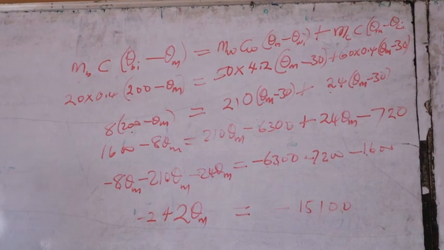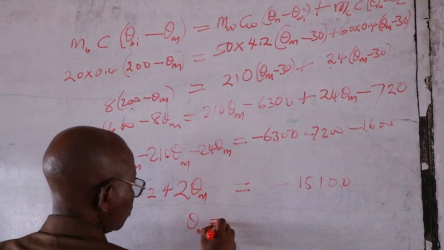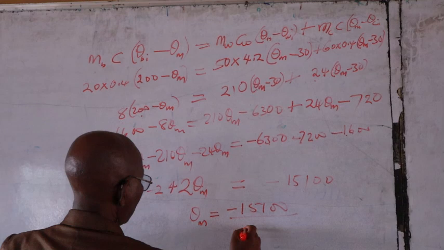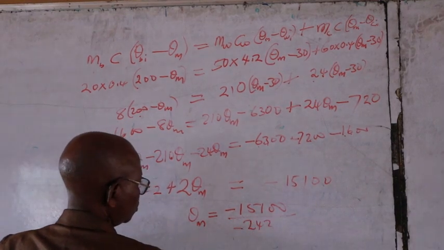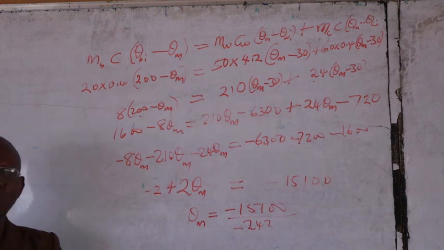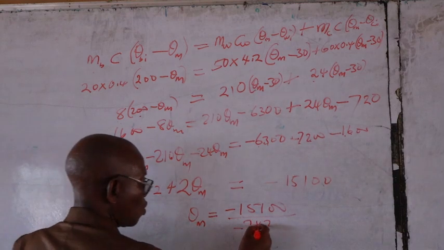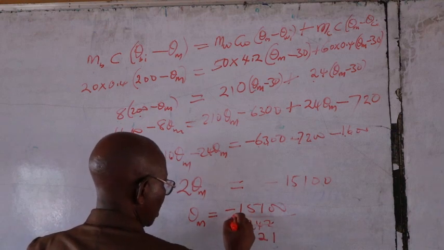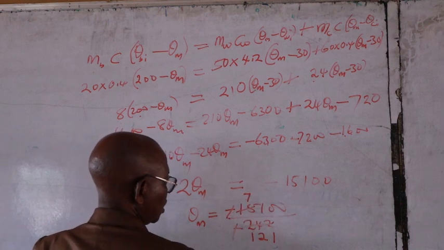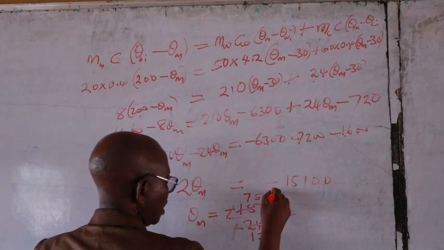So you now divide both sides by 242. Theta m will be equals to minus 15100 all over minus 242. What can go? Somebody will say, now how do we do it with our calculator? You eliminate. 2 can go. This is an even number. 2 can go here. You have 1, 2, 1. Then 2 here. You have 7. Of course, this cancels. Then 2 in 11. That's 5. Then 5 again, 0.